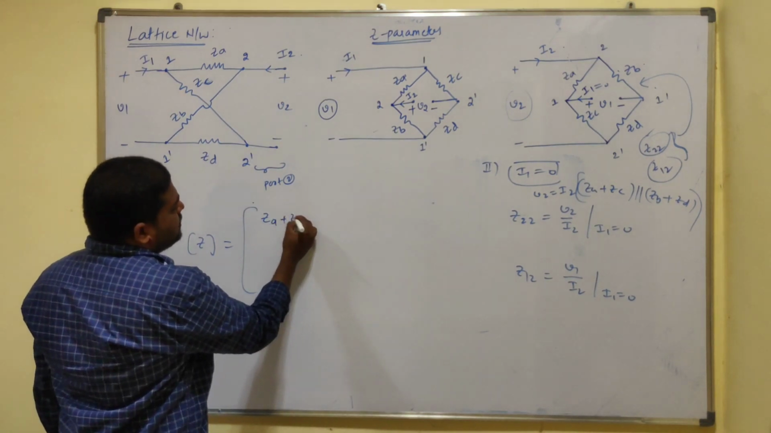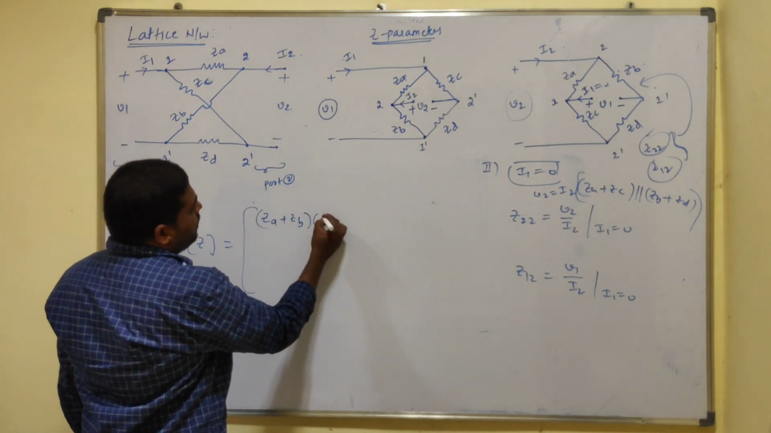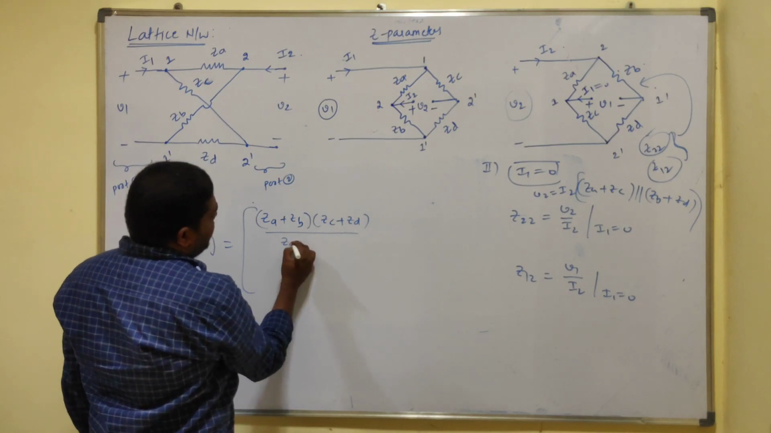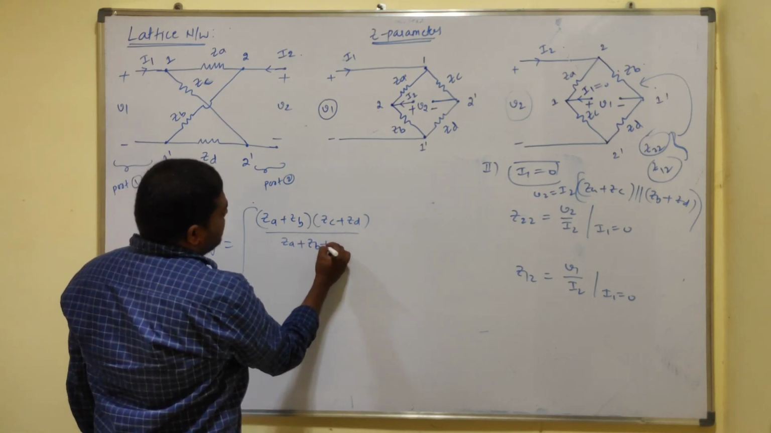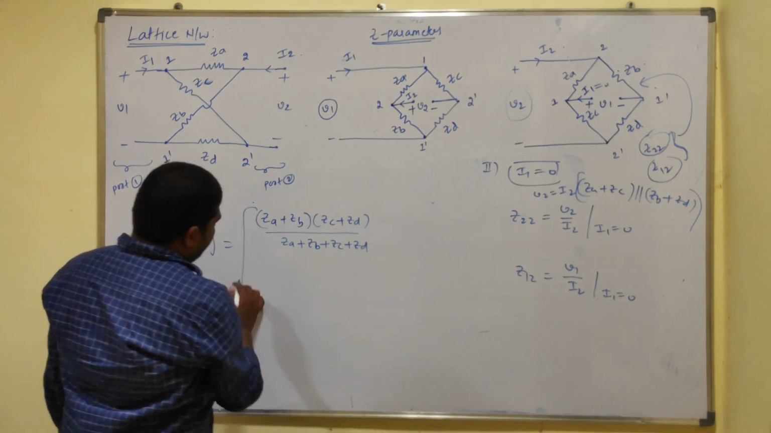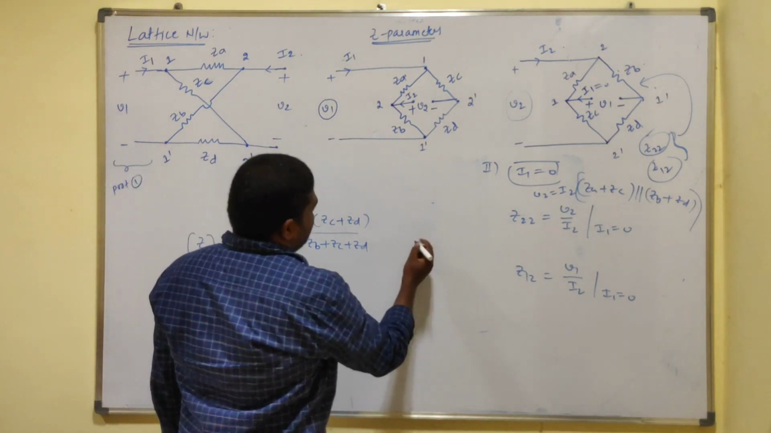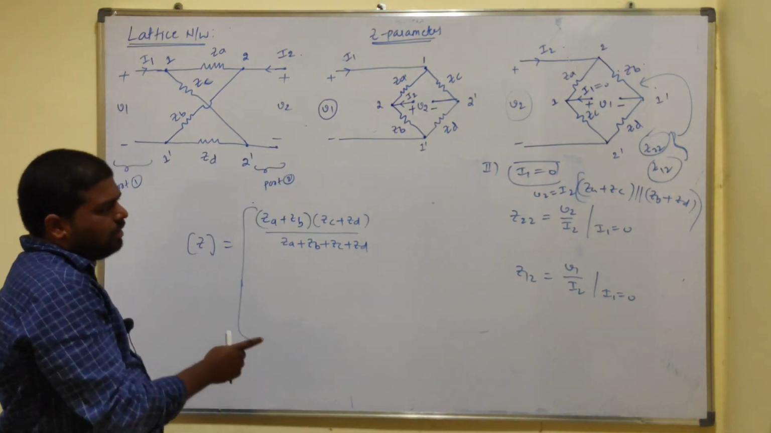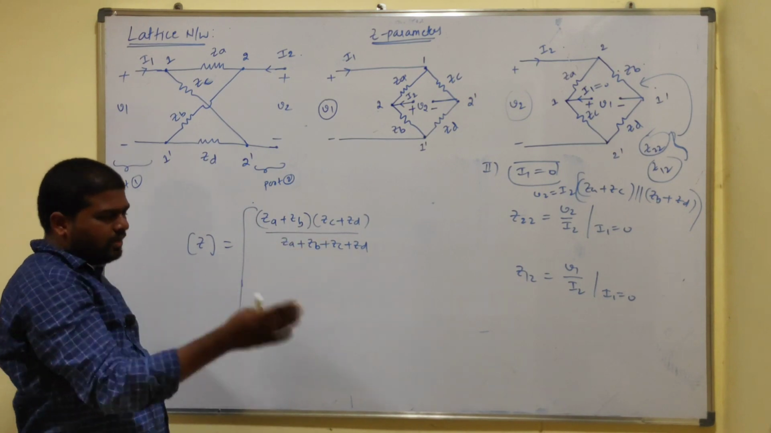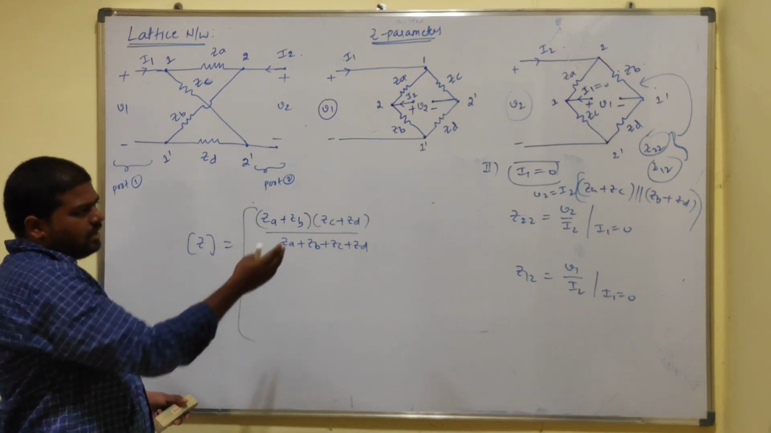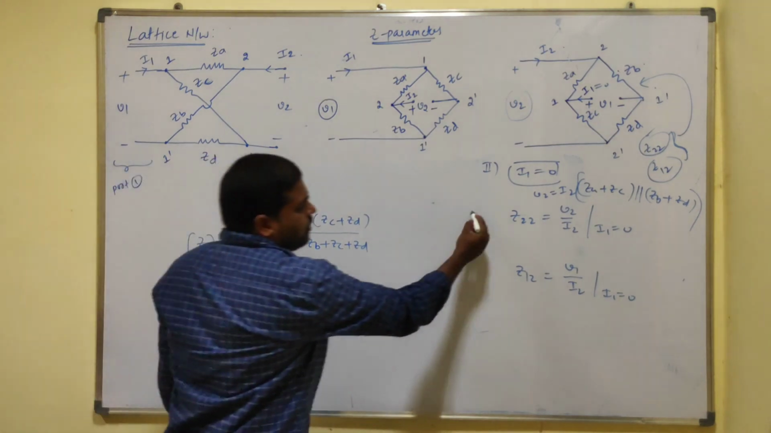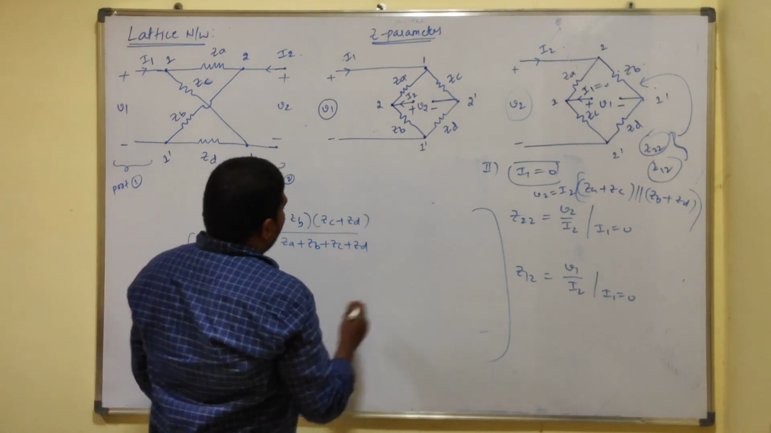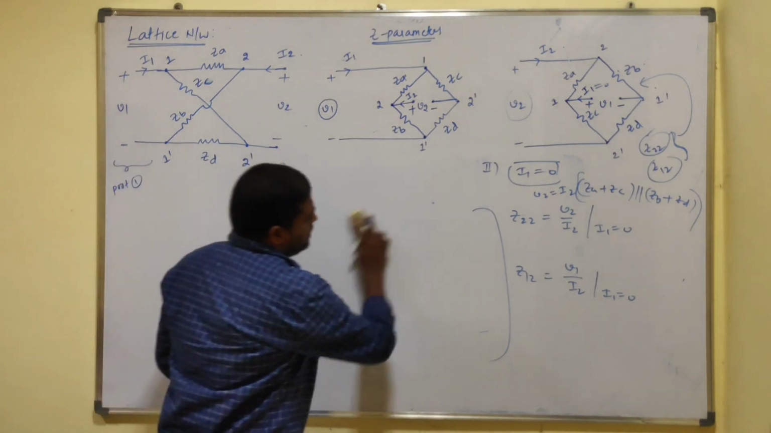ZA plus ZB into ZC plus ZD by ZA plus ZB plus ZC plus ZD. Already you have the values in your derivation part, so you can fill this matrix from your previous derivation. I don't have the information here, so otherwise I will write it for the symmetric lattice structure.